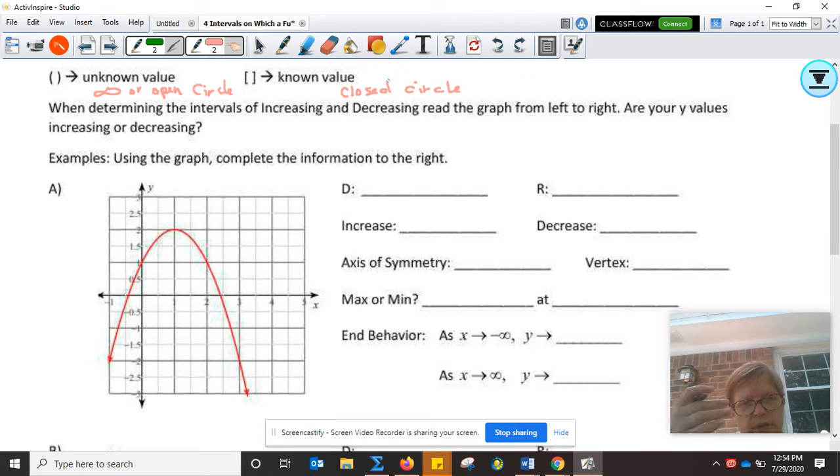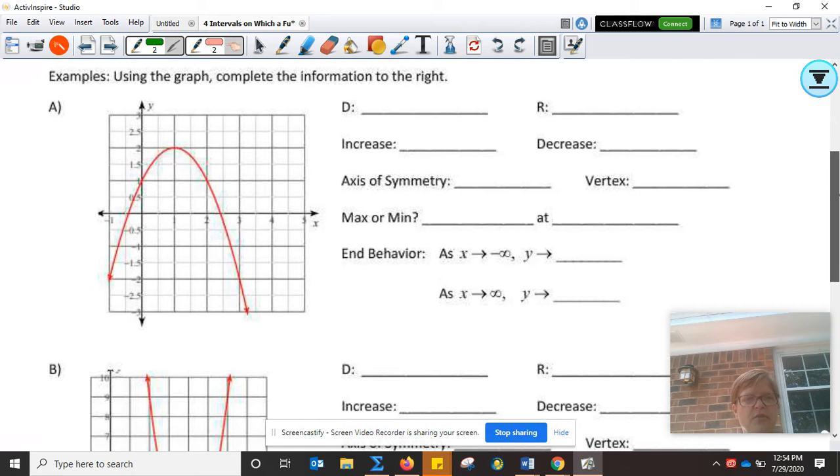All right. When determining the intervals of increasing and decreasing, read the graph from left to right. Are your y values increasing or decreasing? What are your y's doing? Are they going up or are they coming down? Because that's what you need to ask yourself. So let's do this. Given the graph, complete the information to the right.